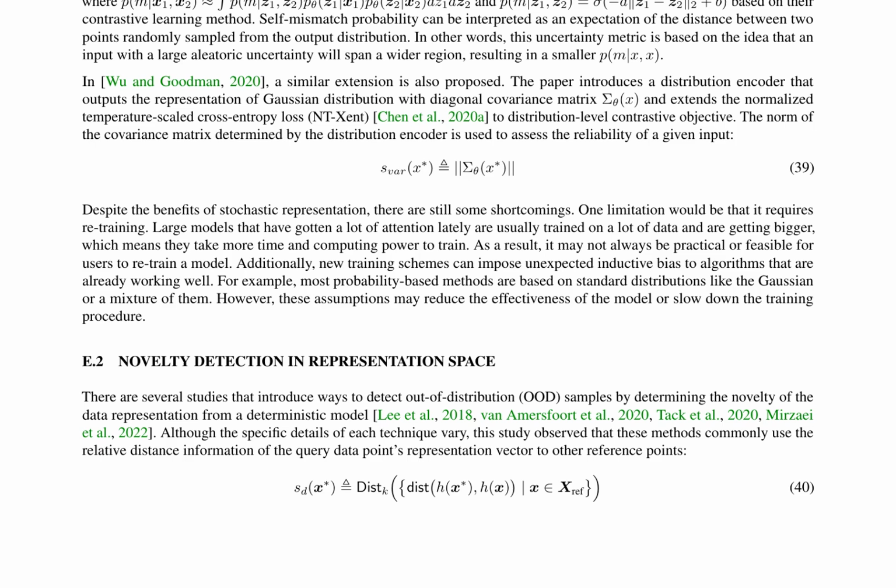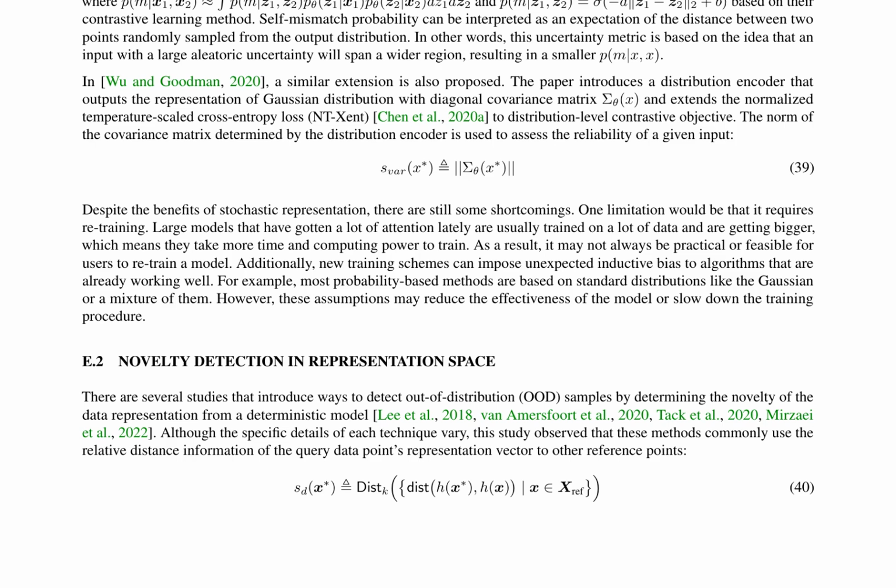Despite the benefits of stochastic representation, limitations exist. One major limitation is the requirement for retraining, which can be impractical or infeasible for large models that have been trained on extensive data and require significant computational resources. Additionally, new training schemes can introduce unexpected inductive bias to algorithms already performing well. Furthermore, most probability-based methods rely on standard distributions like the Gaussian or a mixture of them, which may reduce the effectiveness of the model or slow down the training procedure.